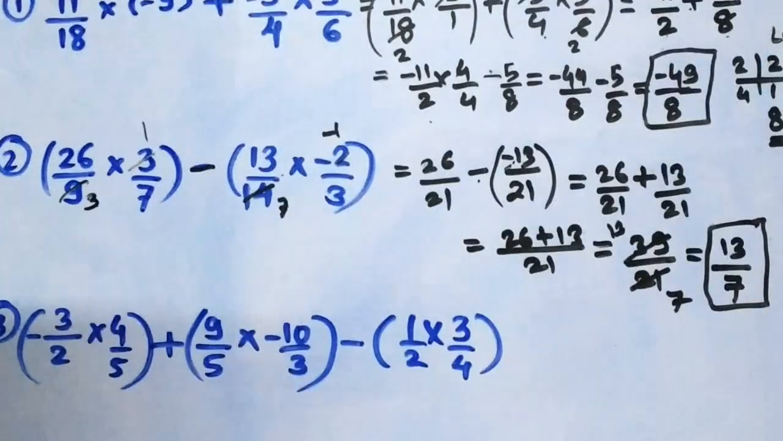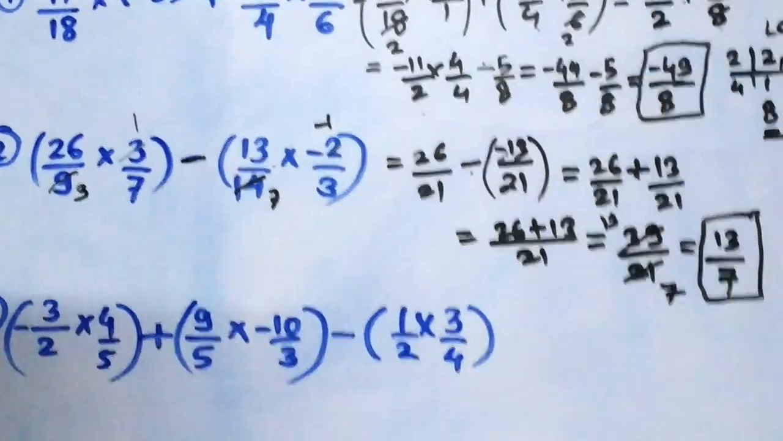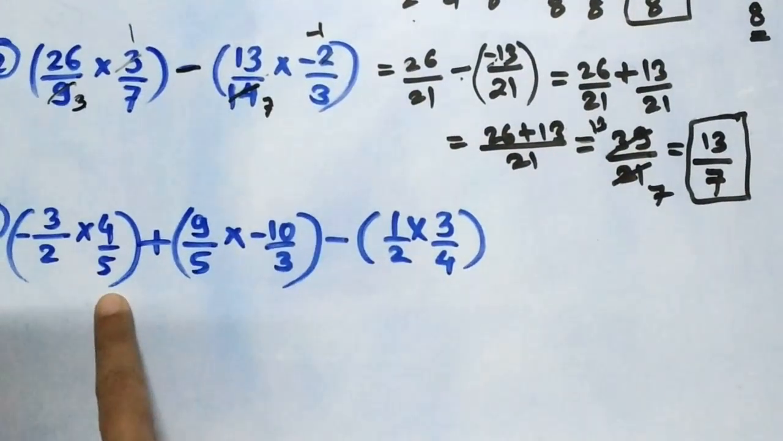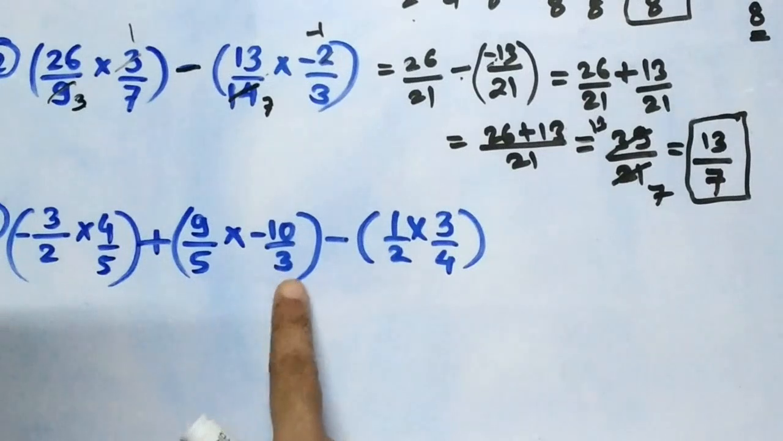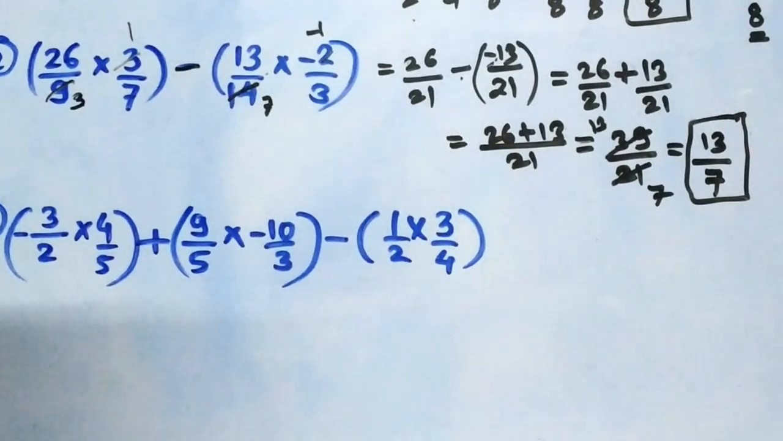Now friends, we'll go for another one, that is, we need to solve minus of 3 by 2 into 4 by 5 plus 9 by 5 into minus of 10 by 3 minus of 1 by 2 into 3 by 4.